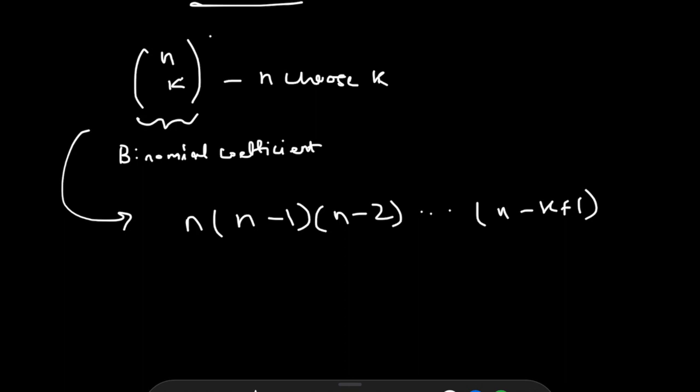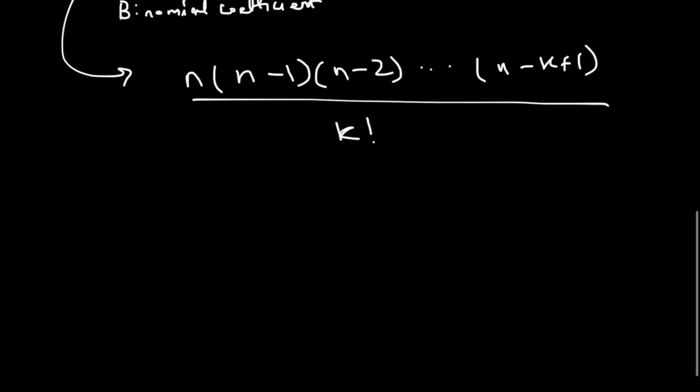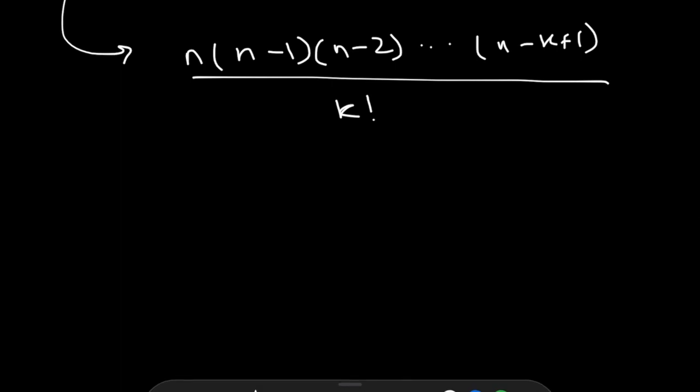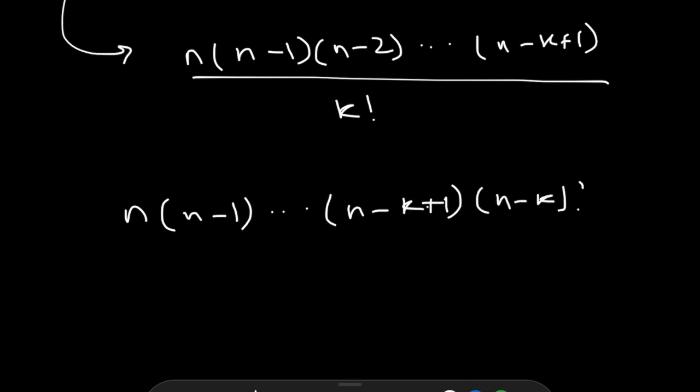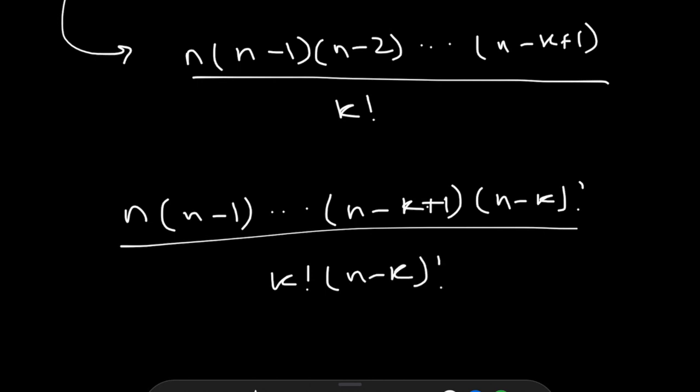But now we want to factor in the idea that order does not matter. So we do this by accounting for the number of ways that we can rearrange these k objects. For any k objects, we can rearrange them in k factorial ways, right? So we divide this entire expression by k factorial. Now if we simply multiply the numerator and the denominator by n minus k factorial, we get n times n minus 1, and so on until n minus k plus 1 times n minus k factorial over k factorial times n minus k factorial. But notice that on the top, we've essentially written n factorial in a different way.